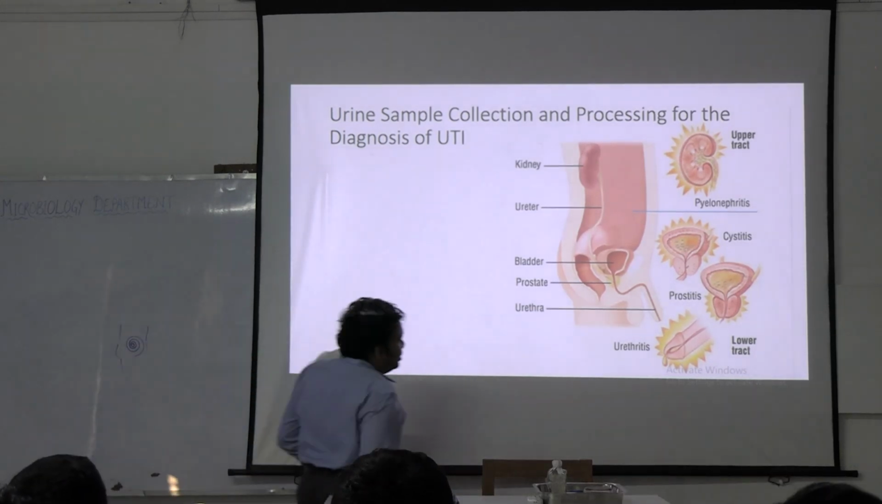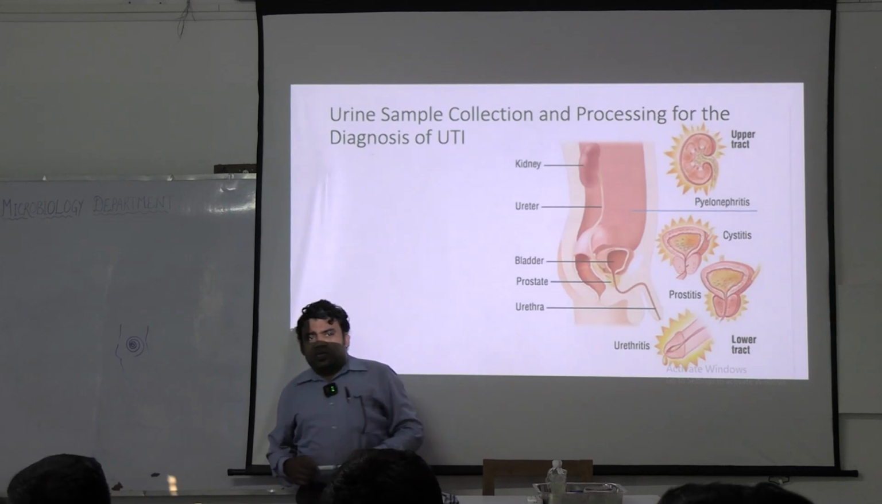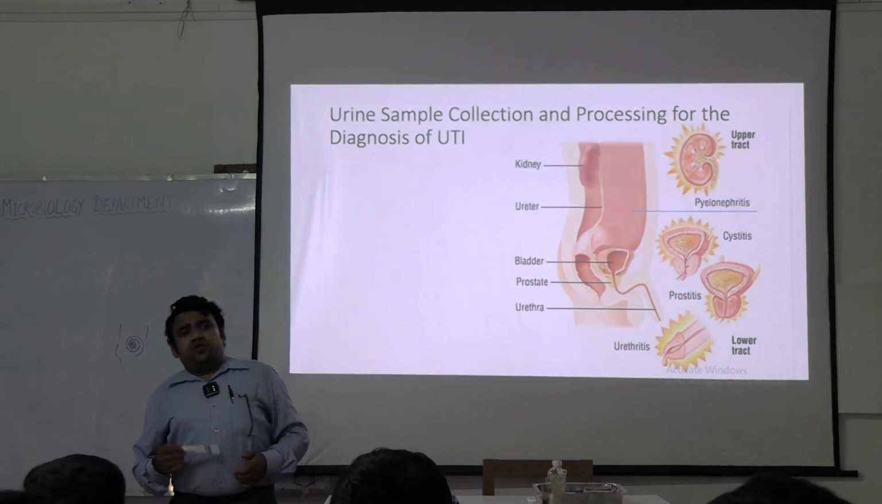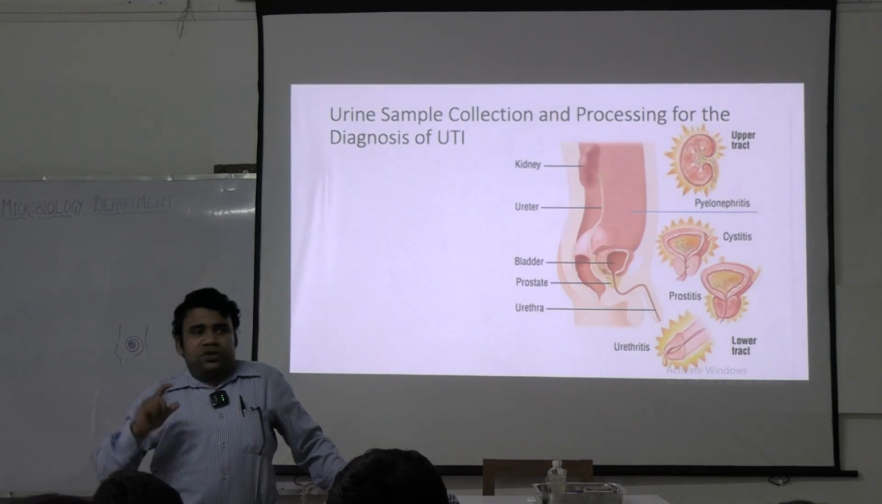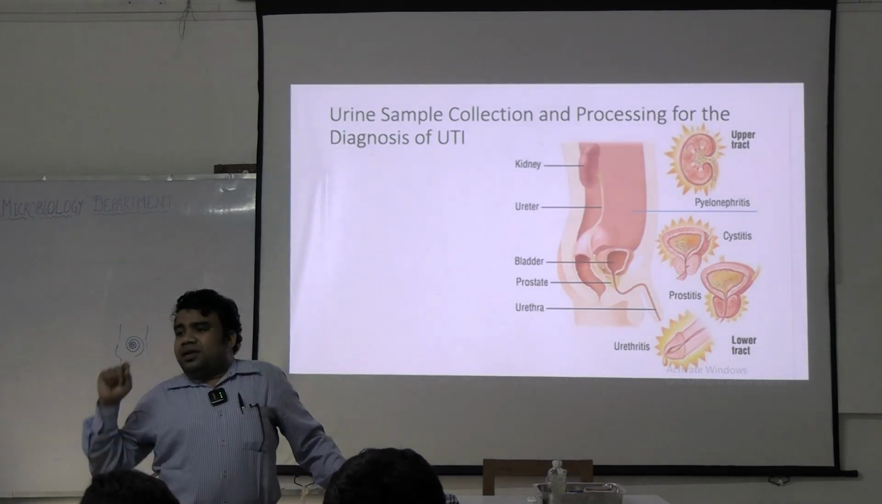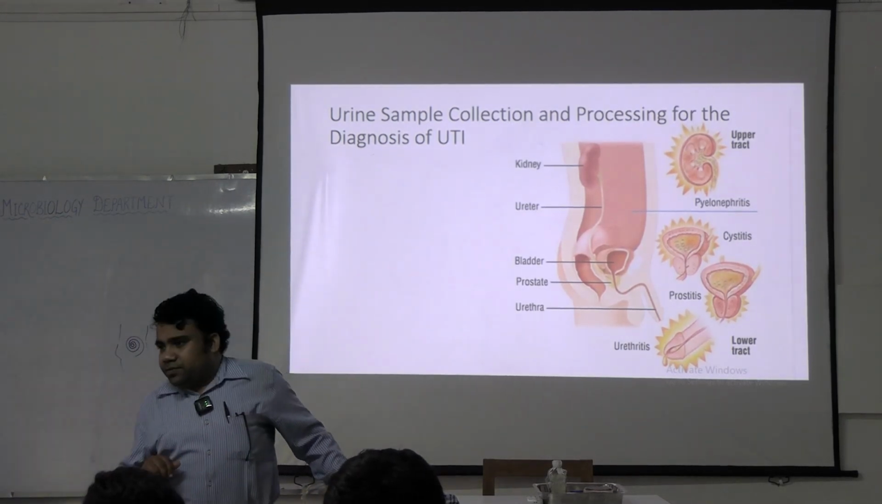And finally, urethritis. Many sexually transmitted infections can cause urethritis, and for urethritis we can take either an early urine sample, that is the first urine sample, or we can take a swab sample from the urethra itself.